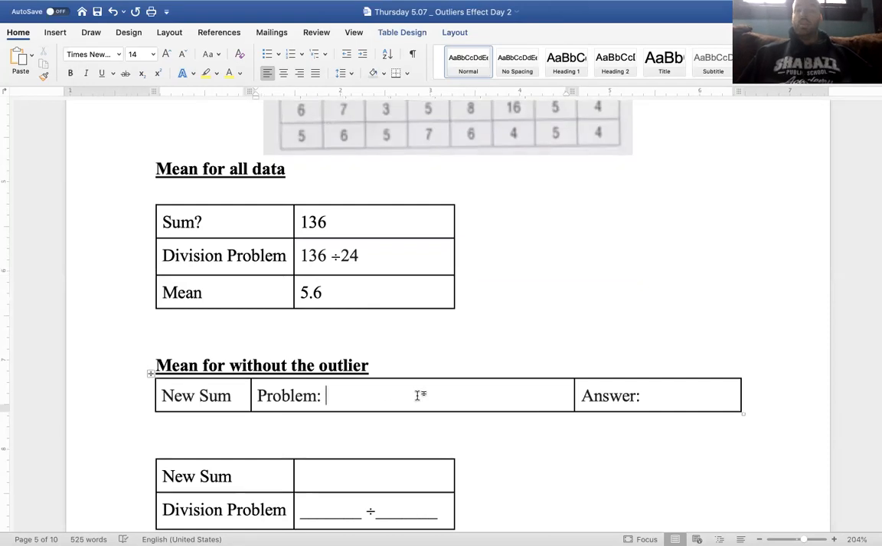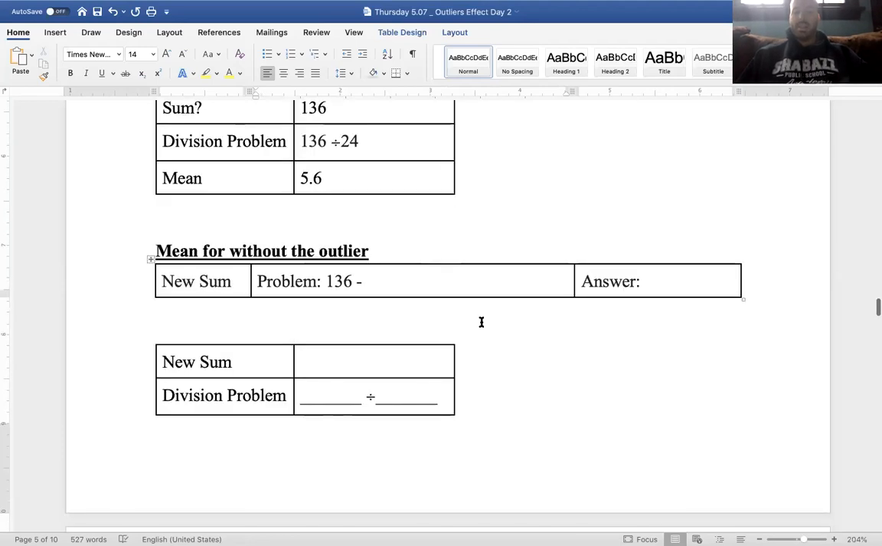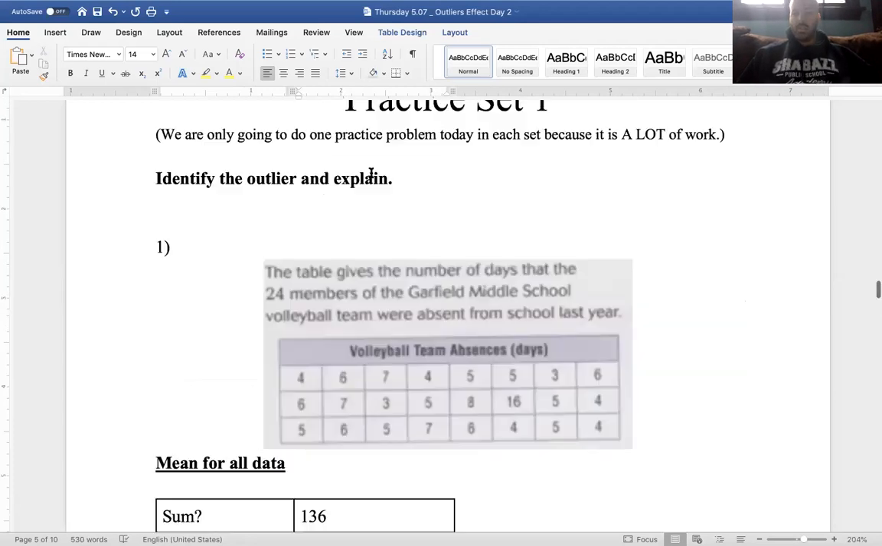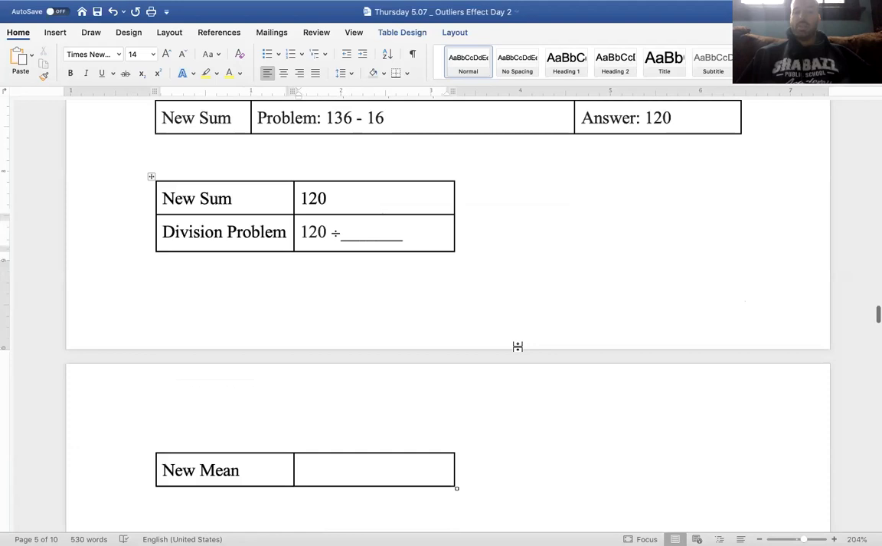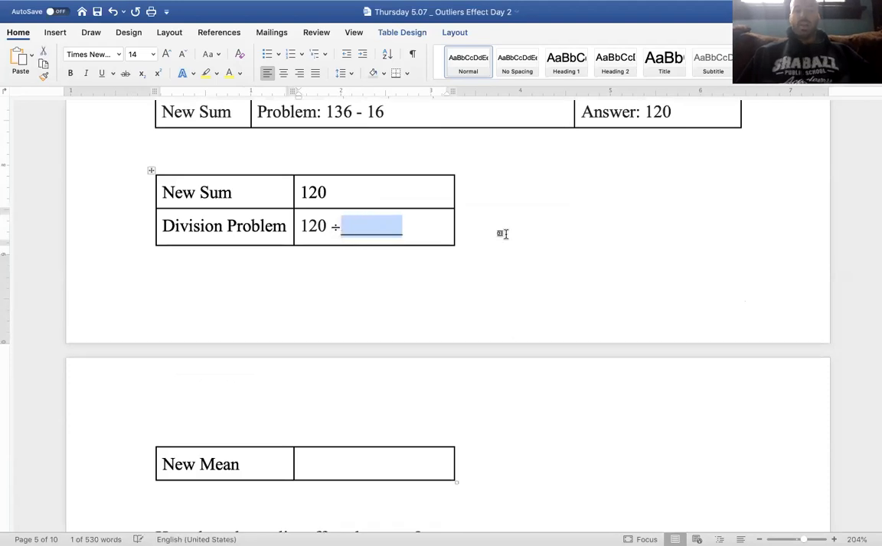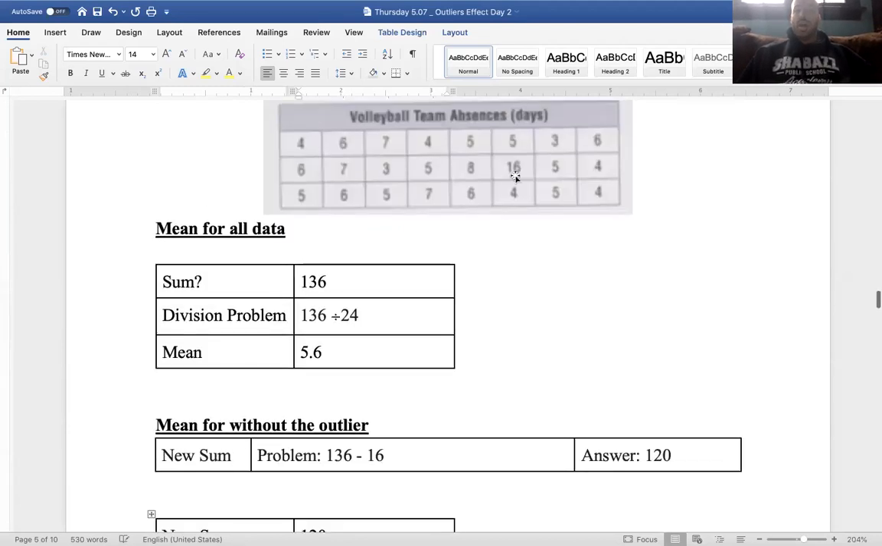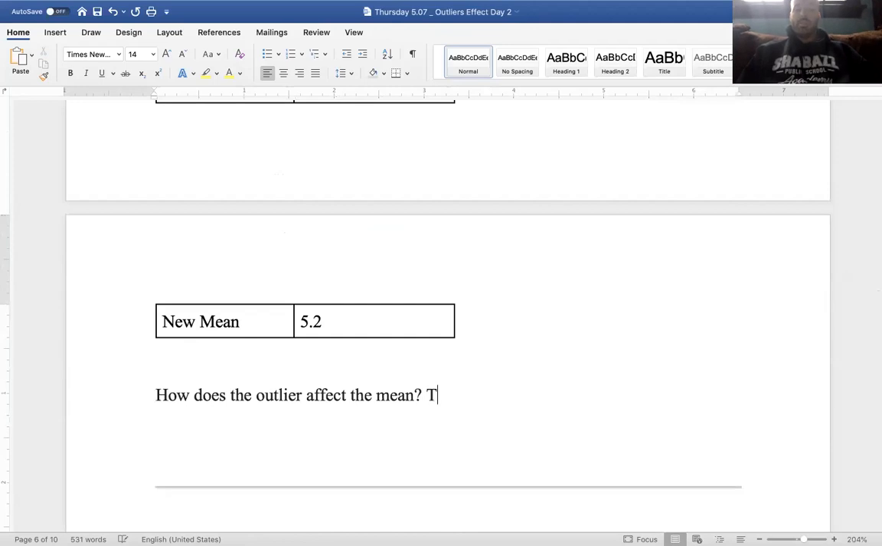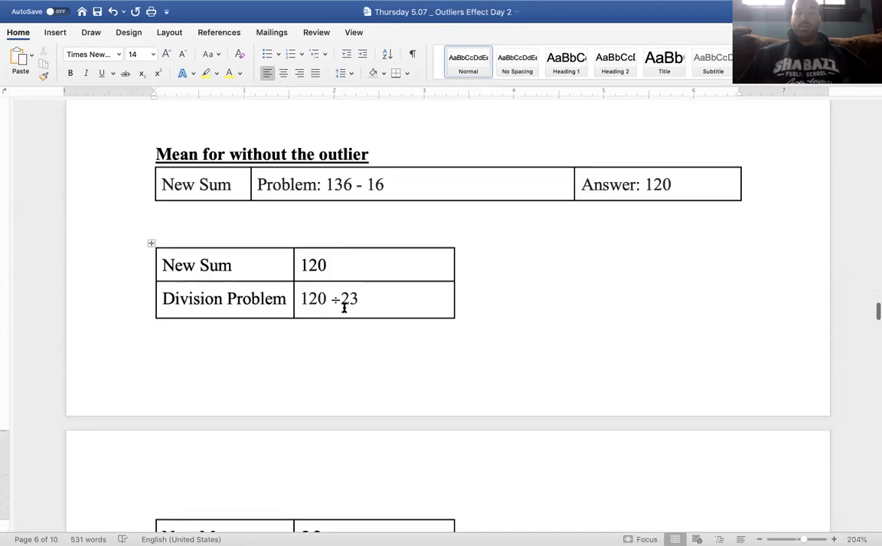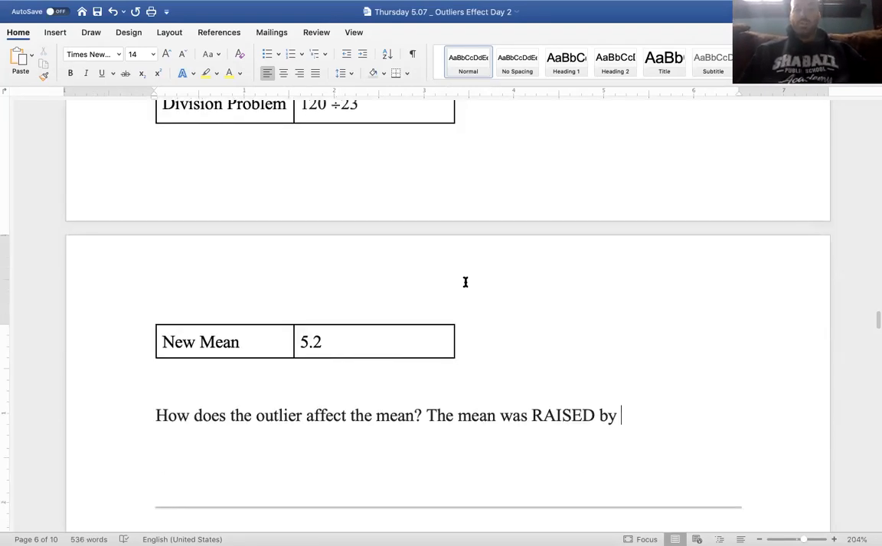I need to find my new total. So I had 136, but I'm going to take out the outlier. The outlier was 16. So I'm going to subtract 16 and I get now 120. So my new sum is 120. I'm no longer going to divide 120 by 24 because I don't have 24 numbers. I didn't include this number, so now I just have 23 numbers. Again, you can stop at the tenths place. The new mean is 5.2. The outlier was way bigger, so that means the mean was raised from 5.2 to 5.6, raised by 0.4.